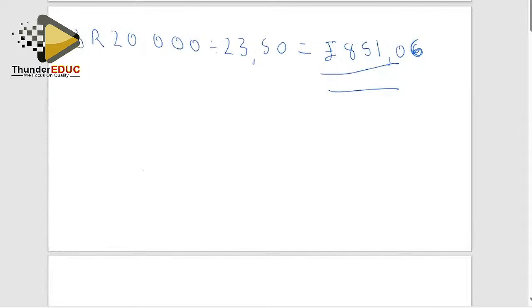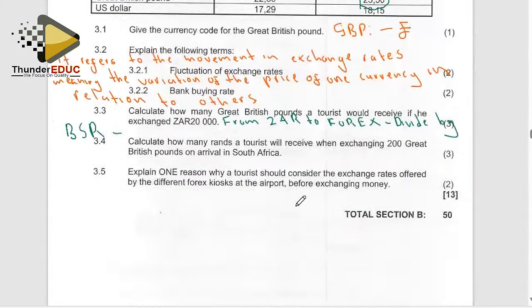Now let's determine what's happening on the other calculation. This one, we are done with it. Calculate how many rands a tourist will receive when exchanging Great British Pounds on arrival in South Africa. So let's look at what's happening here. We are moving from what? From Forex. We are now doing the opposite. From Forex to South African Rand, you need to multiply by BBR.